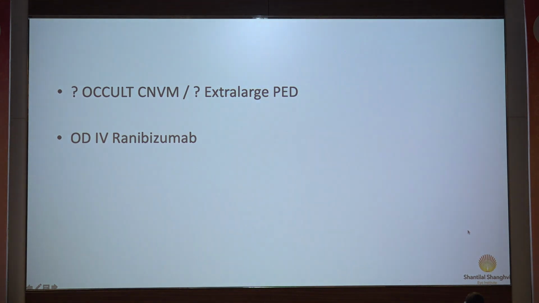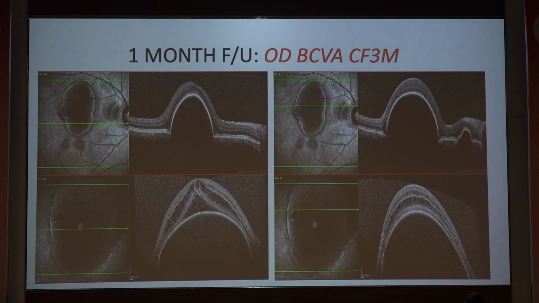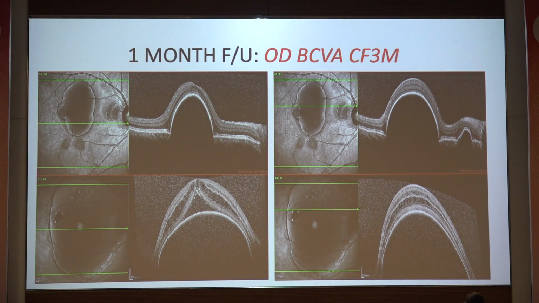So was it just an occult CNVM or was it just an extra large PED? So I went ahead and gave one dose of injection of ranibizumab since the patient was very symptomatic. Unfortunately, after a month the patient had significant worsening of the vision, and visual acuity dropped to counting fingers 3 meters. If we look at the corresponding IR image, the PED size had massively increased, covering the entire pole to pole, and there was presence of IRF and SRF at this stage.